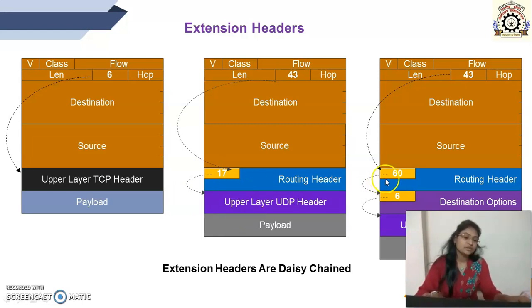Again, the last figure indicates the same thing. 43 is used to indicate the routing header. The routing header contains the value 60. 60 is used to indicate that it is followed by the destination option. Again, the destination option contains the next header field containing the value 6. Again, the 6 is used to indicate that it is followed by TCP.